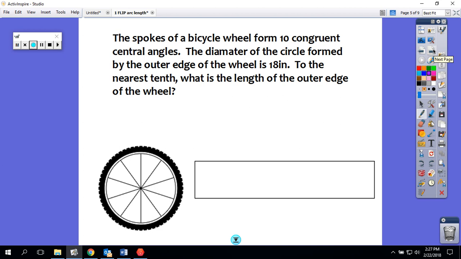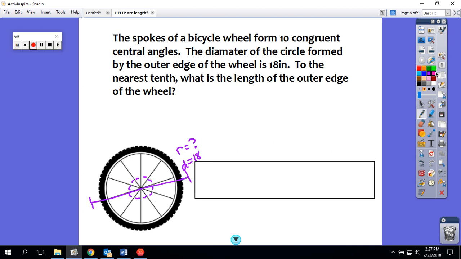Alright, so for this next one, we've got the spokes of a bicycle wheel form 10 congruent central angles. So that means all of these angles here are congruent. The diameter of the circle formed by the outer edge of the wheel is 18 inches. Alright, so if the diameter is 18 inches, what is the radius of the circle? So think about that for a second. We want to know to the nearest tenth, what is the length of the outer edge of the wheel?